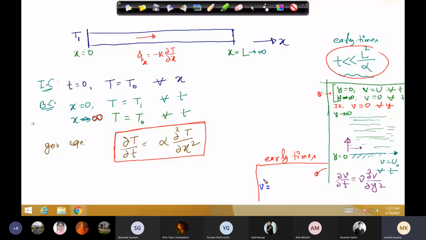So the solution of this, Somvik, if you don't remember, you should remember it by the way, is in a very famous format: u(1 minus erf of eta). And eta is what? y divided by the square root of 4 nu t. Okay, thanks, Somvik. So you can check your notes.